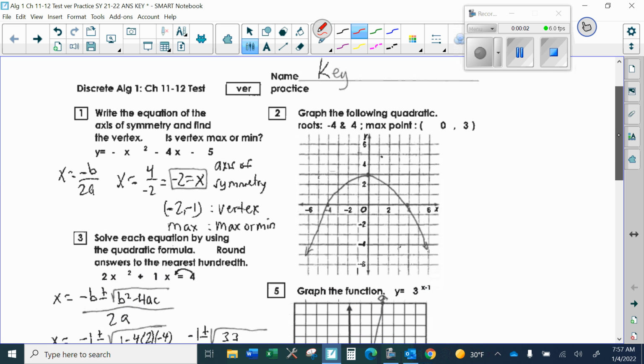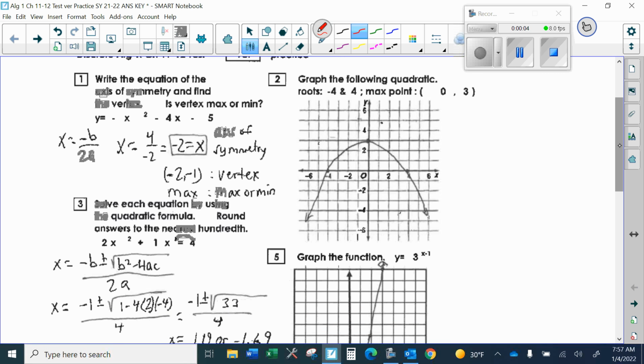Okay, students, let's go over your practice test here. Write the equation. The axis of symmetry equation means it better have the equal sign in it. Okay, that formula is x equals negative b over 2a. You should have that memorized.